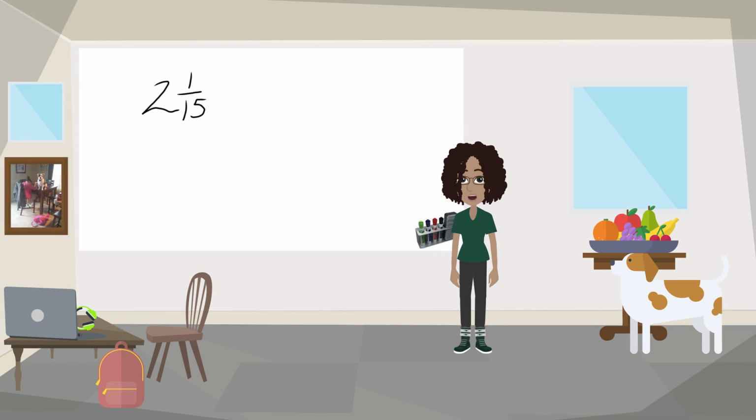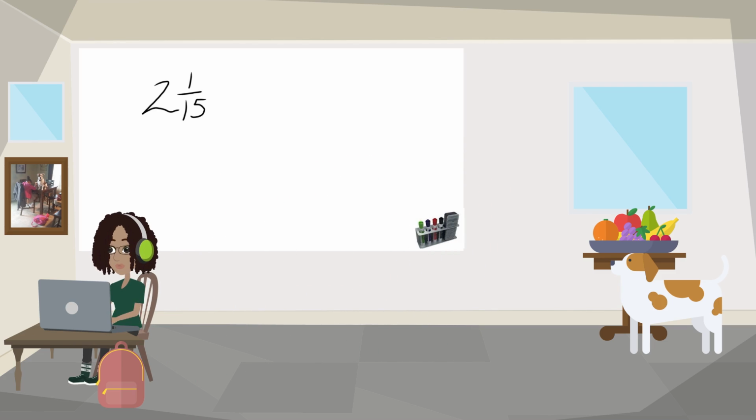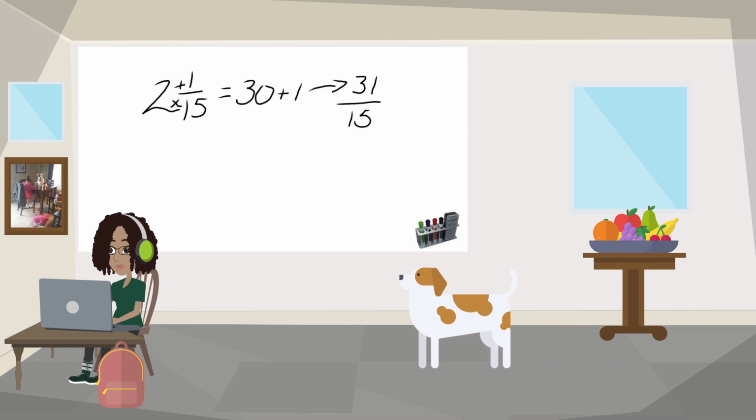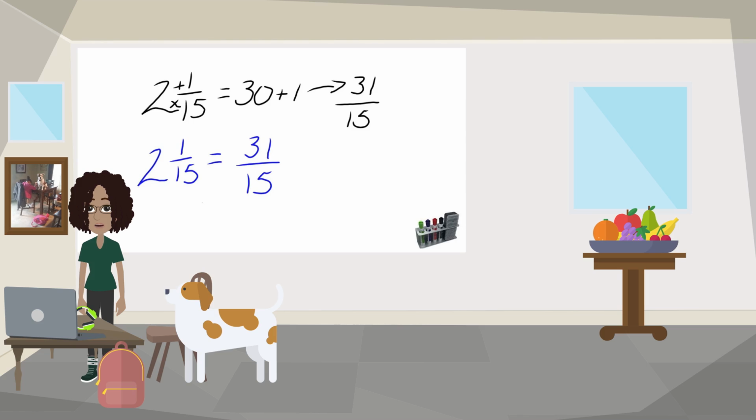Let's convert 2 1/15 to an improper fraction. You know what to do. Pause this video if you need more time to convert 2 1/15 to an improper fraction. Two 1/15 is equal to 31/15.